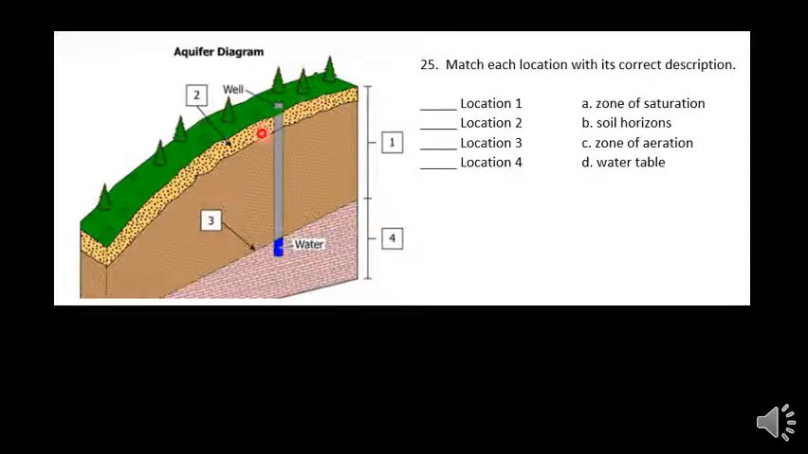And then up top here too, these are going to be our soil horizons up here. The O horizon, A horizon, B horizon. So they're just marking this with the soil horizons up here too.